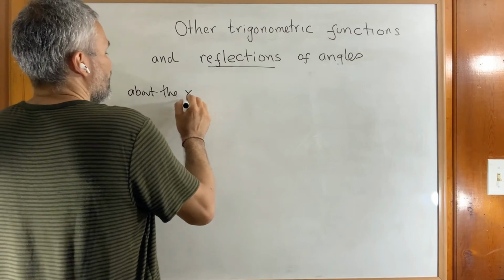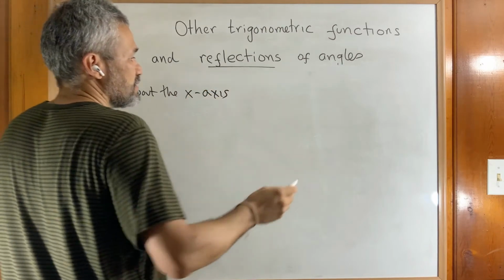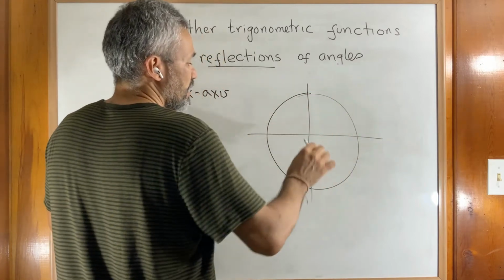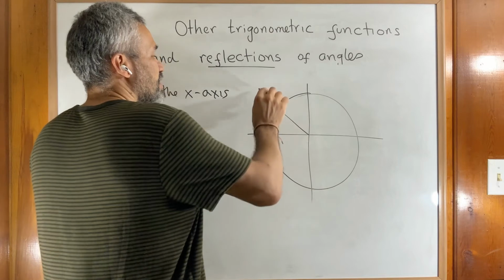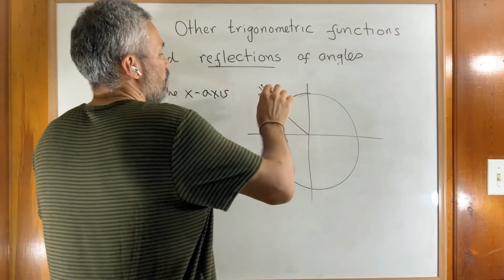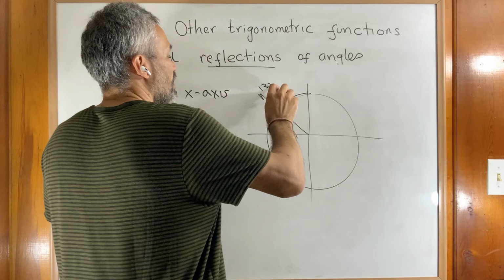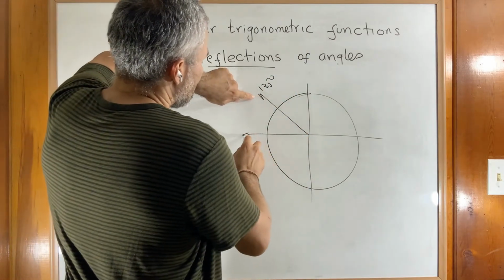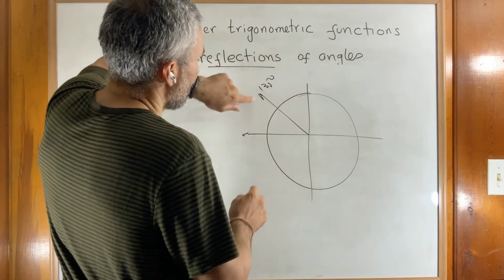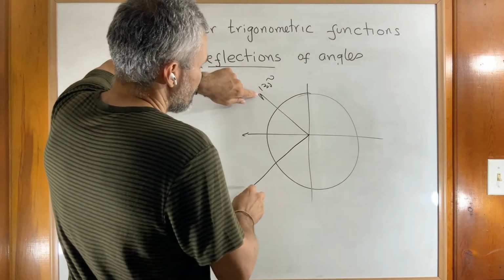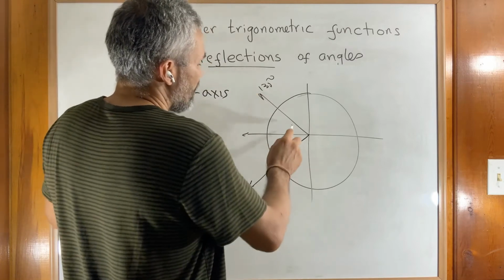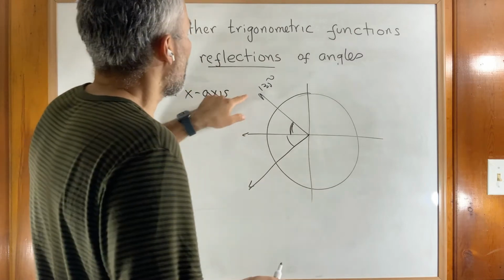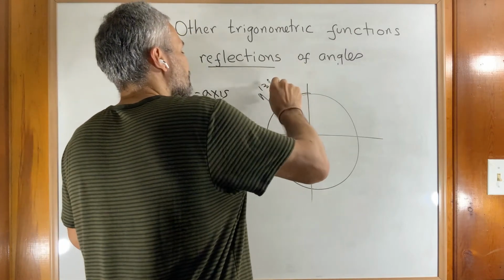Reflection about the x-axis. Let's think about an angle. Then if you have this angle here, let's say that this is 135 degrees, then the reflection about the x-axis is pretending that this x-axis is a mirror. Then the reflection would be something here, an angle with the property that this angle is the same as this one. For example, for 135 degrees.